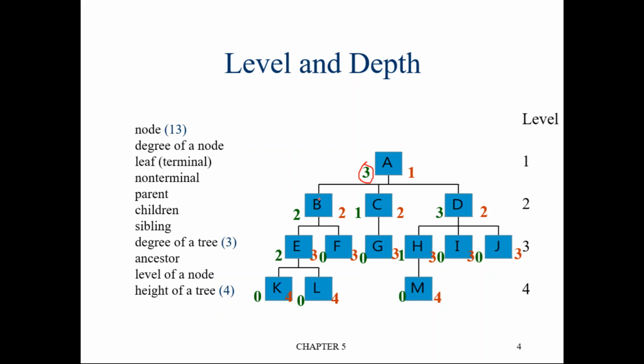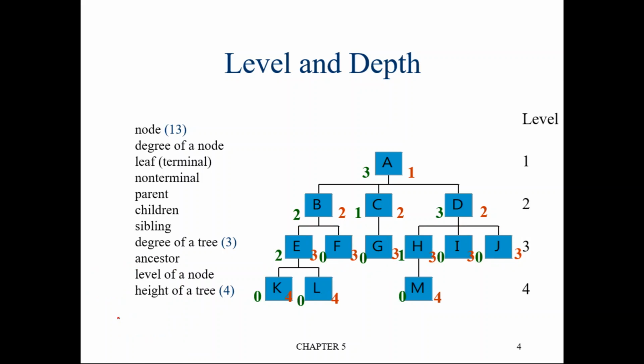What is the degree of node B? How many subtrees does it have? This is one subtree, this is another subtree, so its degree is 2. What's the degree of C? It has only one subtree, so its degree is 1. How many subtrees does node D have? It has 3 subtrees, 1, 2 and 3, so its degree is 3. Like that we calculate degrees.